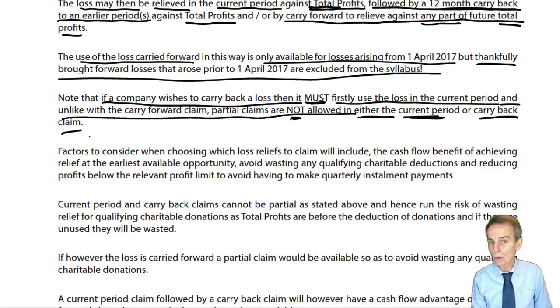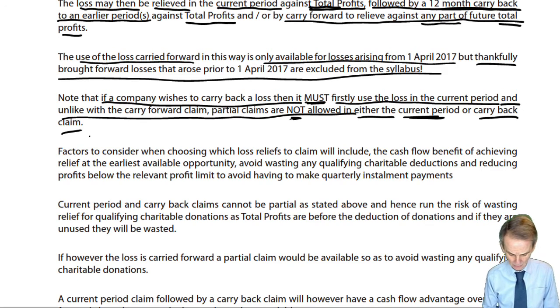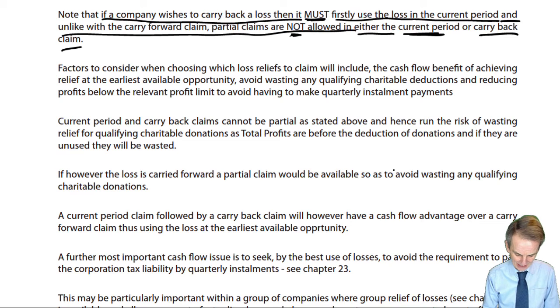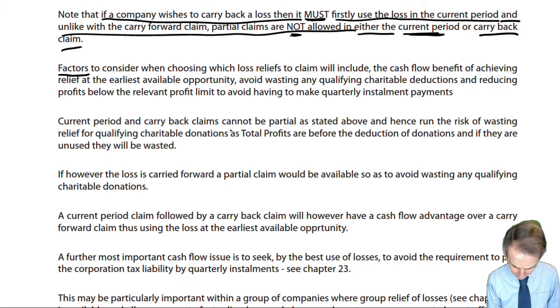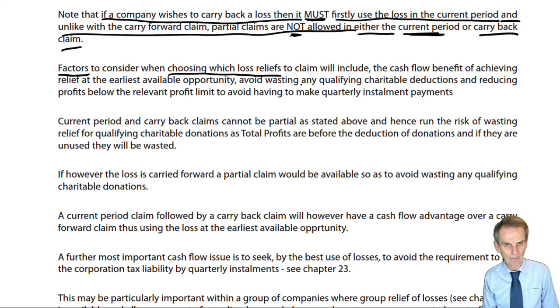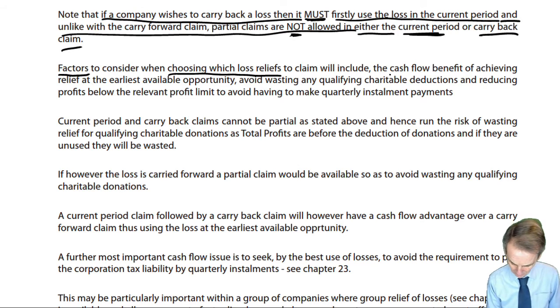But you can choose to limit that claim so as to avoid wasting the qualifying charitable donations. Now that's summed up in terms of these factors that we need to consider when we are asked to advise and therefore choose the loss reliefs, choosing which loss reliefs to claim. So what are we trying to achieve to get the best use out of them?